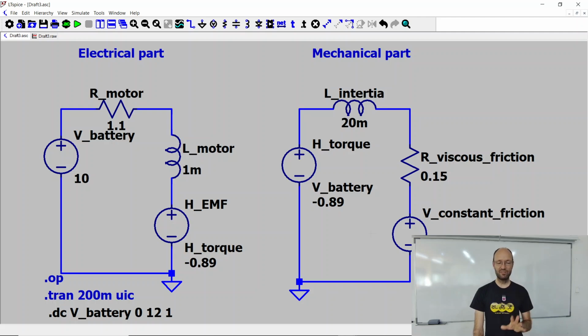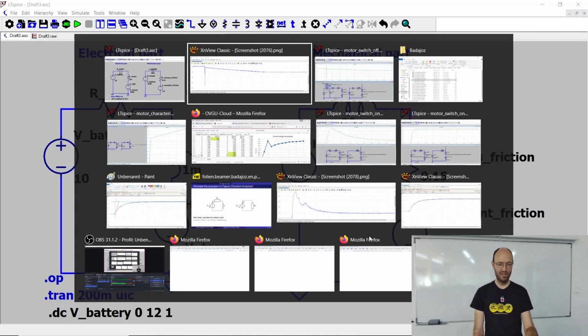But still, transient simulations of power electronic circuits can be a challenge, also because you might run into stability problems, so that the circuit does not converge, for example, or the solution does not converge.